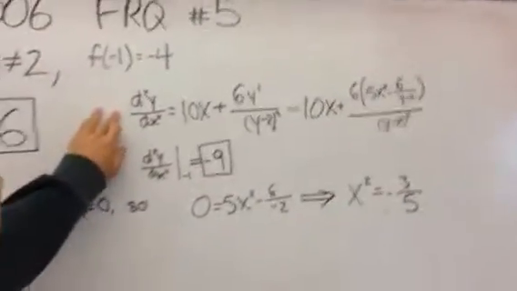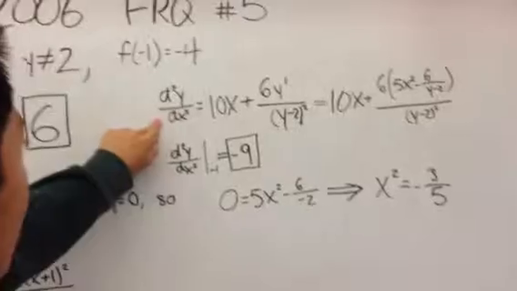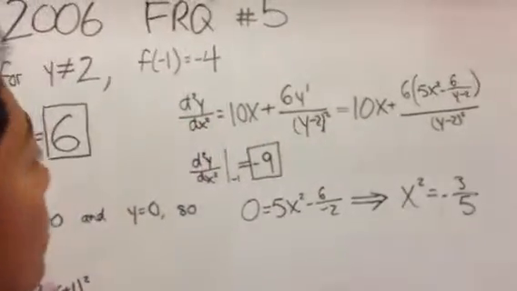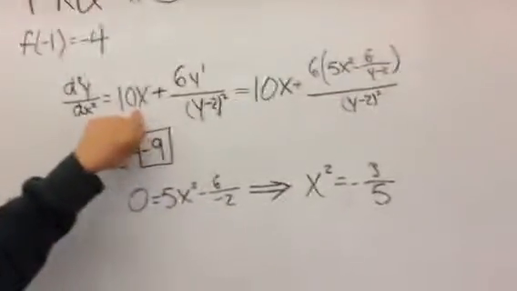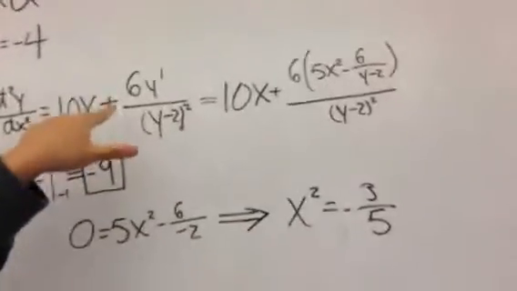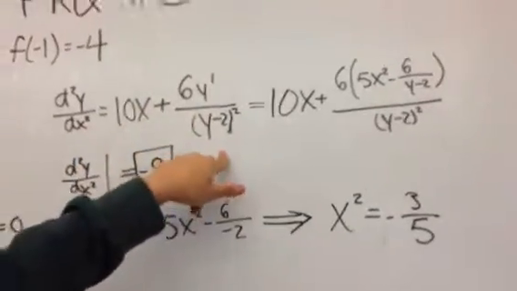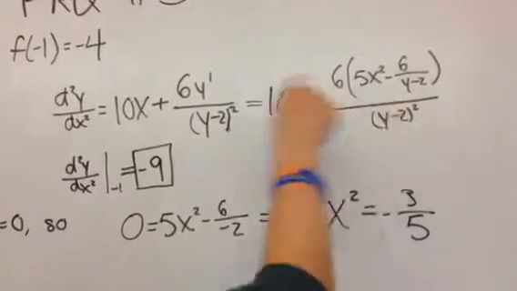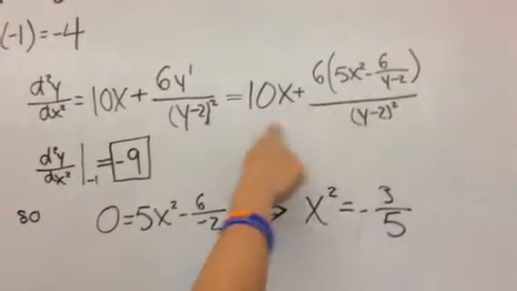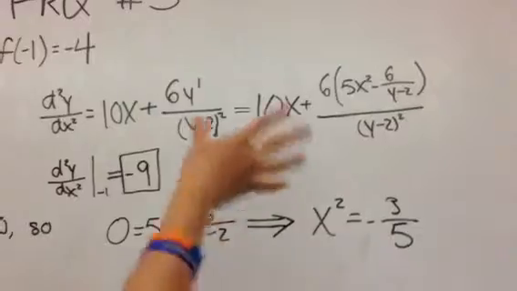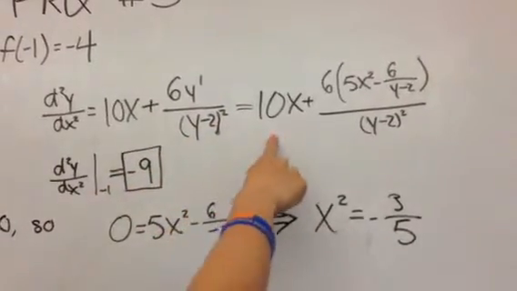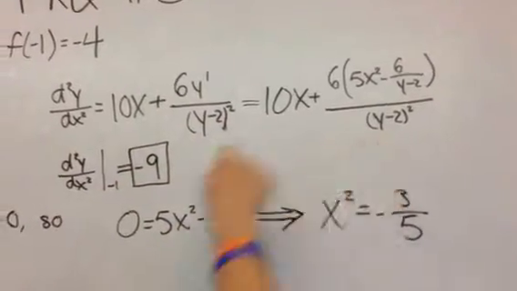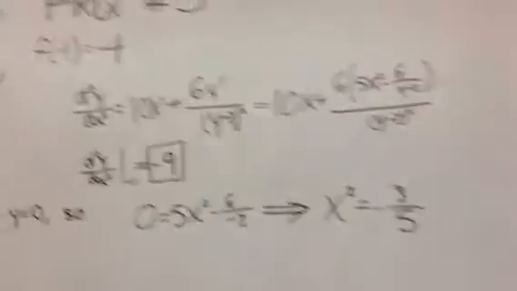For the second derivative, you have to take the derivative of the derivative. So you get (10x minus 6y prime) over (y minus 2) squared, and then you can plug in dy/dx for y prime. If you plug in -1 and -4 for x and y respectively, you should get -9, which is the answer.